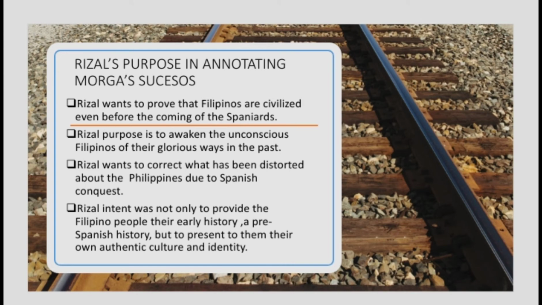Second, Rizal's purpose is to awaken the unconscious Filipinos to their glorious ways in the past. So, Rizal's purpose is to gisingin yung mga walang kamalay-malay na Pilipino.